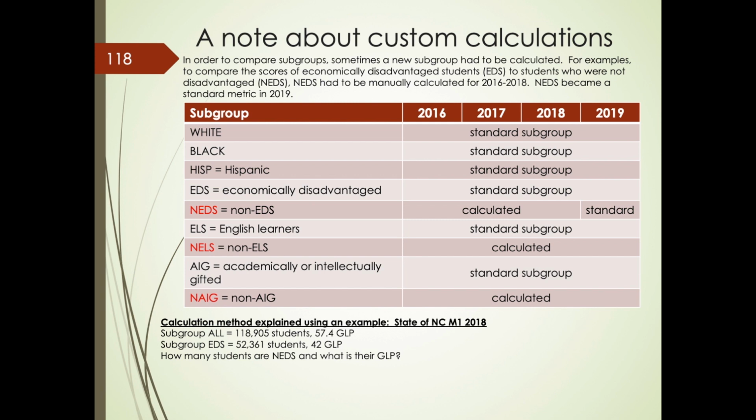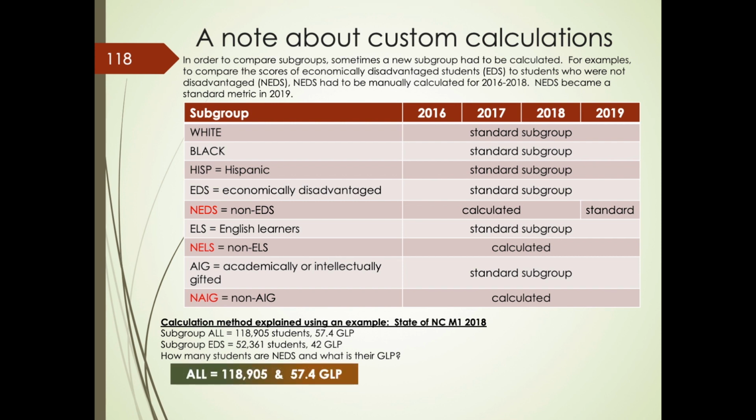So let's use an example. We're going to use the state of North Carolina M1 2018 metric. So in this metric, we know from looking at the data in the database, for subgroup all, which is all students, there were 118,905 students. They had a 57.4 GLP. And then for subgroup EDS, they had 52,361 students and a 42 GLP. So the question is, how many students are in NEDS and what is their GLP?